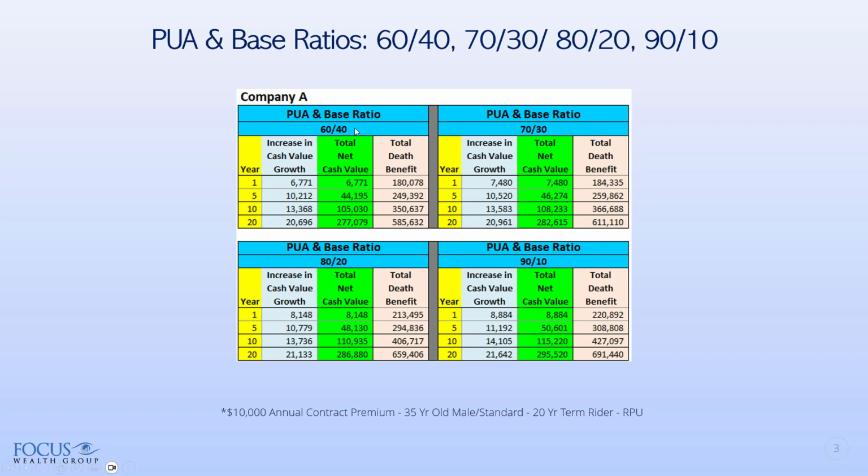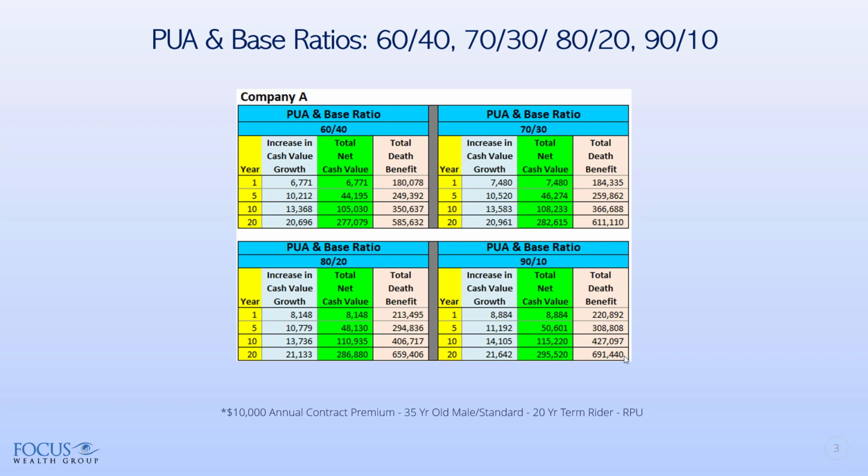And as we look at the death benefit comparison, even the death benefits in the 90-10 design are higher. $220,000 in year one compared to $180,000 or $184,000 or $213,000 in the 60-40, 70-30, and 80-20. And then in the 20th year, we have $691,000 of death benefit in the 90-10 as compared to $585,000, $611,000, and $659,000. So in all instances here with company A, the 90-10 is better for cash value growth and it's better for death benefit.